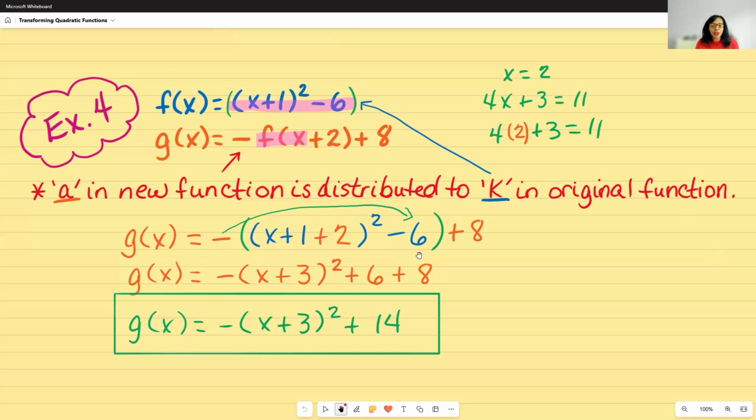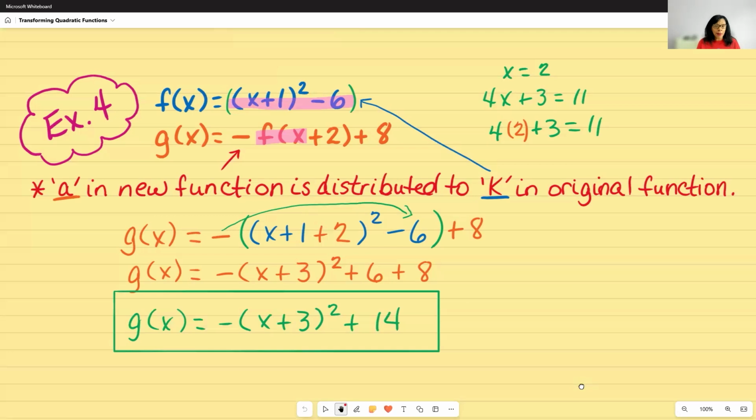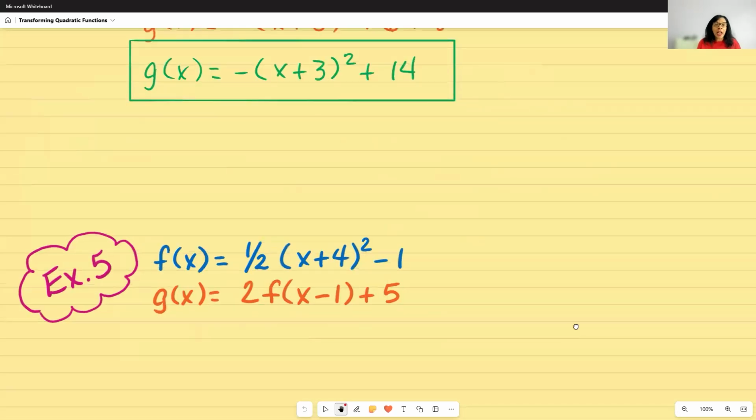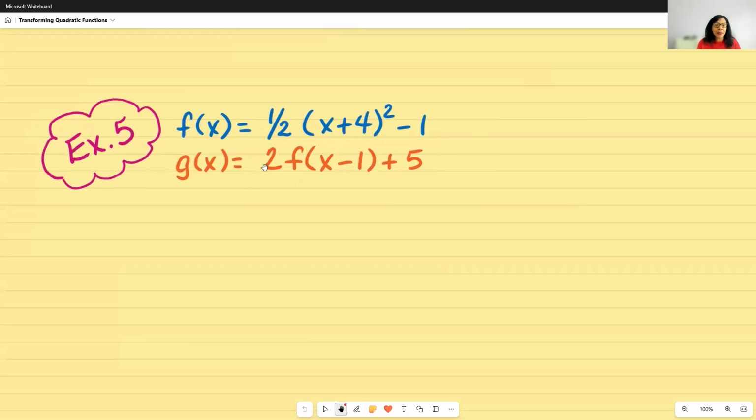However, once I change that, I do have to combine the k's together. This is what my final answer would look like. As I've written here, you just really want to pay attention when a in your new function has something out front. That's when you have to distribute it to your original function. For example 5, we're going to see that our new function does have something on the outside that represents a. However, it's a number. It's not the negative sign this time.